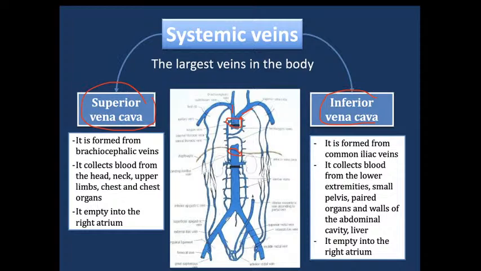Formed from the common iliac veins, right and left, it collects blood from the lower limb, from the lower extremities in other words, small pelvis organs, all organs of the abdominal cavity and liver. And as well as the superior vena cava, it empties into the right atrium.